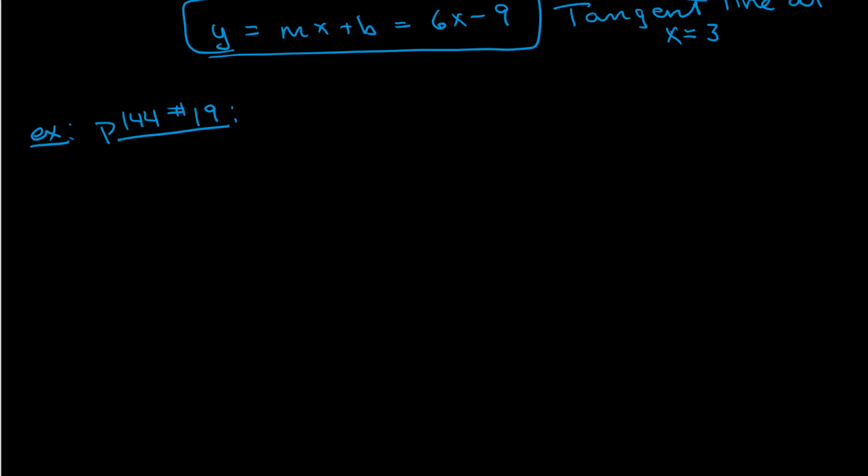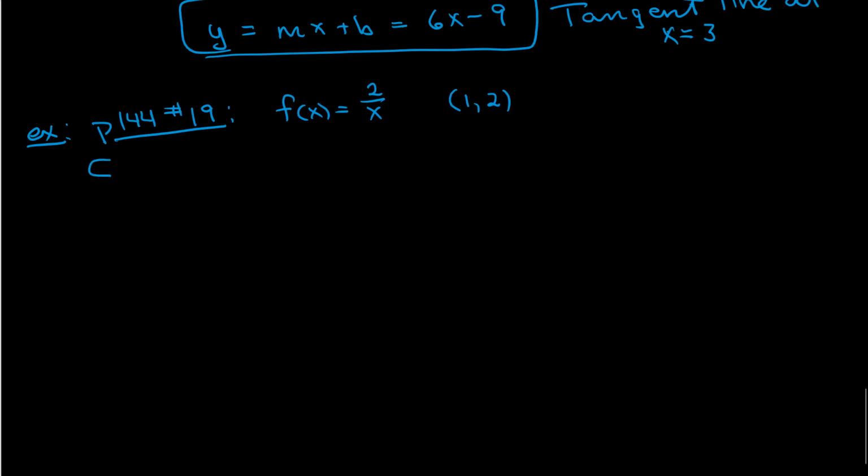If you look at number 19, you're given that f of x equals 2 over x. And one of the points you're asked to work with, not the only one, is the point (1, 2). The first thing you want to do is make sure that this point really is on the graph of the function. If I plug in the x value of 1, the y value really does work out to be 2 because I have 2 over 1. It's all good. We're asked here to find the equation of the tangent line.